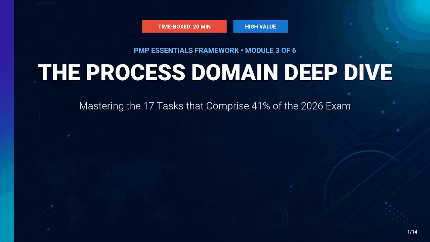In Module 2, we established the people baseline. Now we move to the heaviest section of the exam, the process domain. This domain accounts for 41% of your exam score and contains 17 specific tasks. If the people domain is about who does the work, the process domain is about how the work gets done. And the critical variance here is that the exam expects you to know exactly how to execute these processes in both predictive and agile environments. So let's begin.